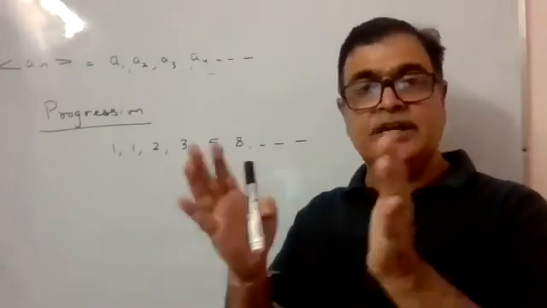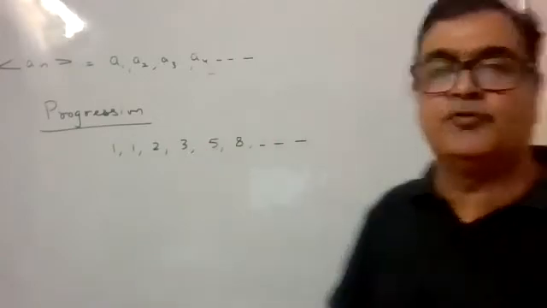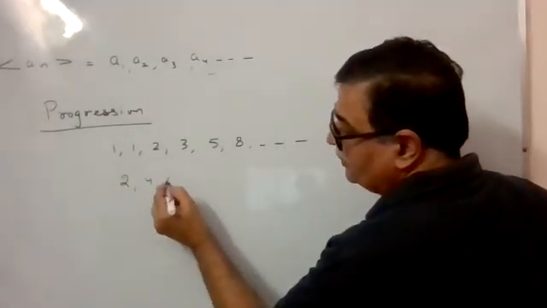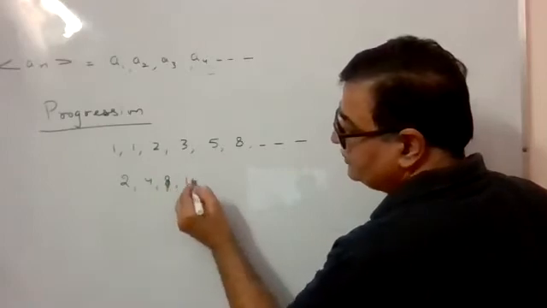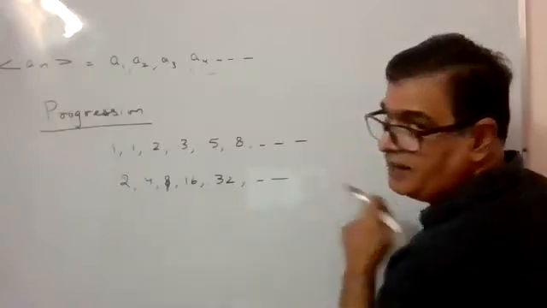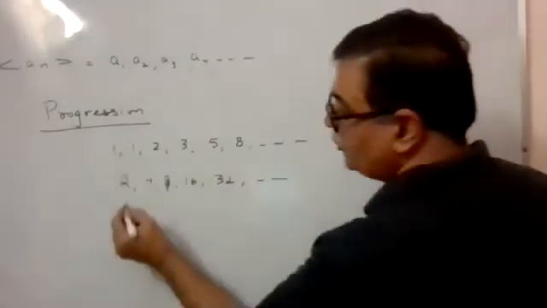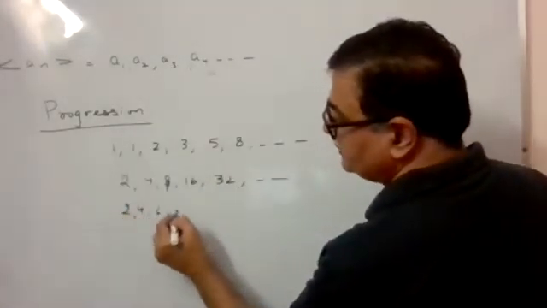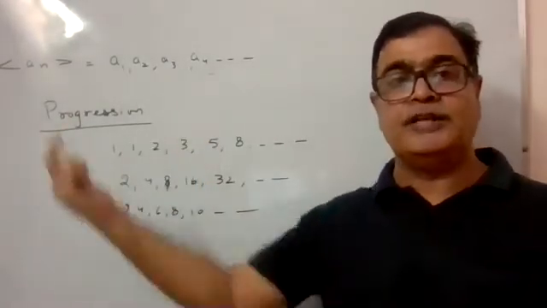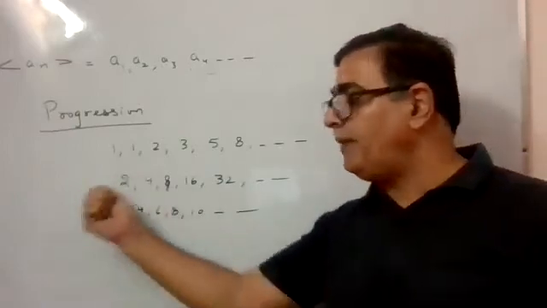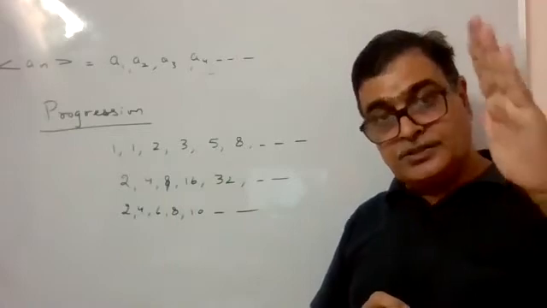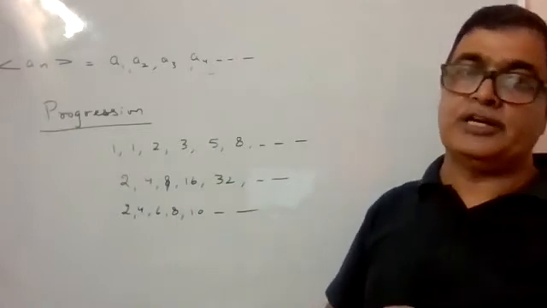Those sequences in which you will have a certain pattern followed. For example, we'll say it is 2, 4, 8, 16, 32. There is a pattern visible. What is it? Every term is double of the previous. Or 2, 4, 6, 8, 10. It is also following a pattern. Every term is 2 more than the previous one. So if this type of patterns are there, we will say it will be a sequence also, but called a progression now.